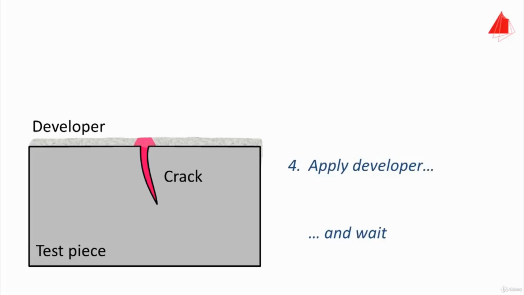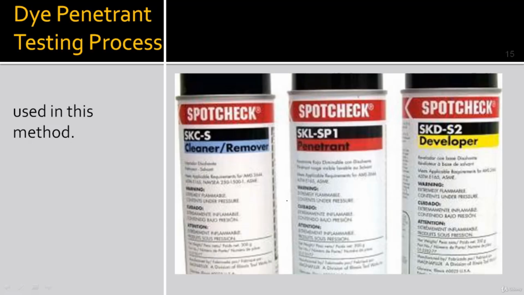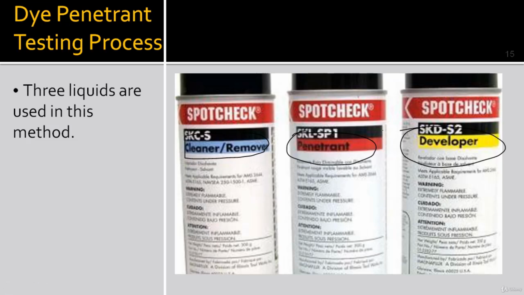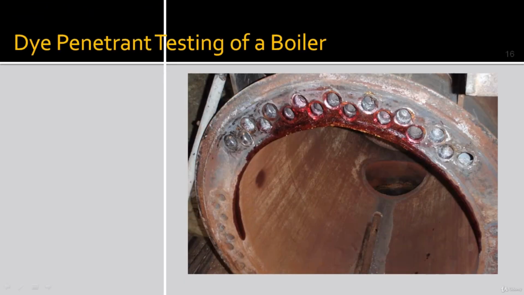Let me take an example of a boiler, and see how it takes place. If you apply this technique to the boiler, you will use 3 ingredients. Whatever dye penetrant testing you do, you always use 3 things: first is the cleaner or remover, second is the penetrant, and third is the developer. So 3 liquids are used in this method: cleaner, penetrant, and developer.